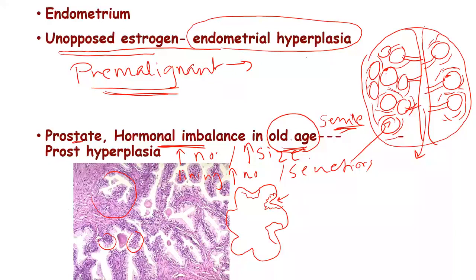Why do they look like flowers? Because look here. What is this? This is the proliferation of the lining cells forming something called papillae. They have papillae inside, so they form these papillary projections inside, and these papillary projections are formed of proliferating epithelial cells.